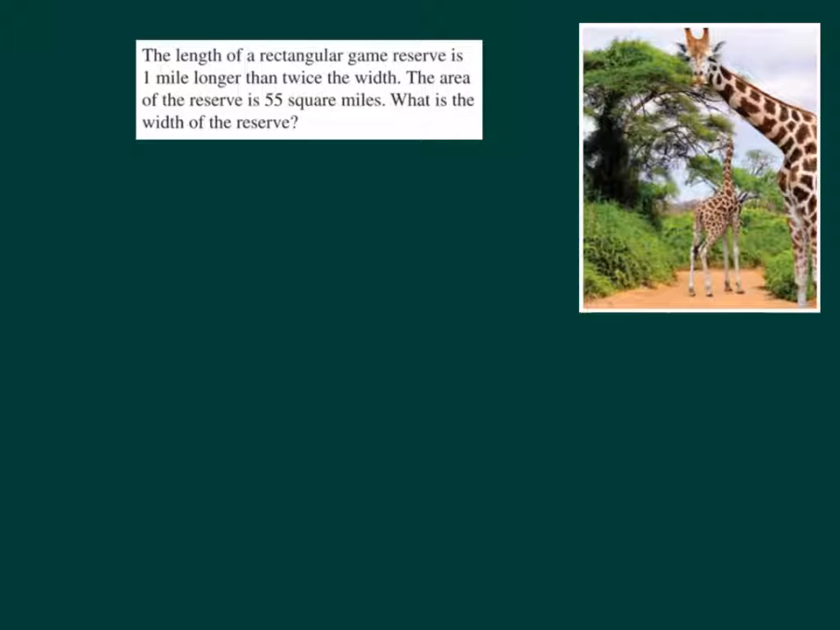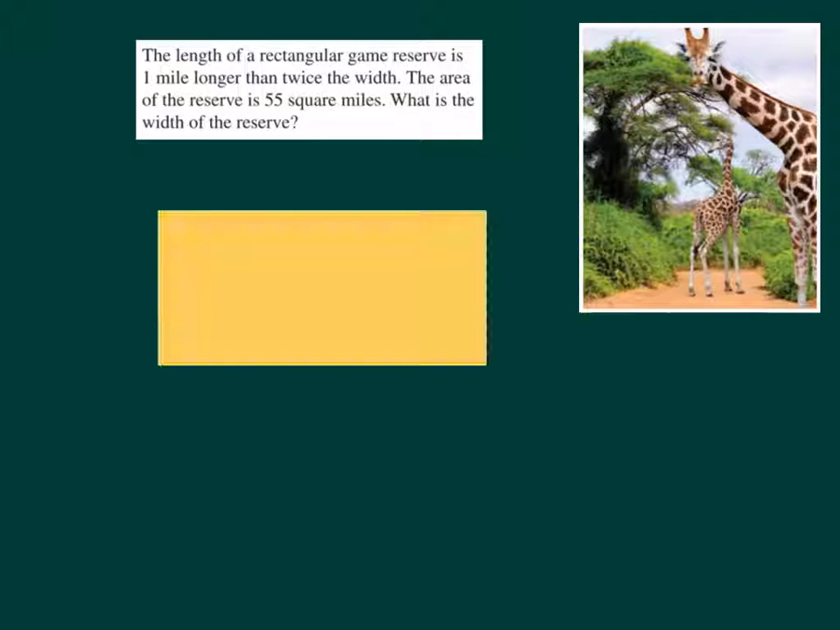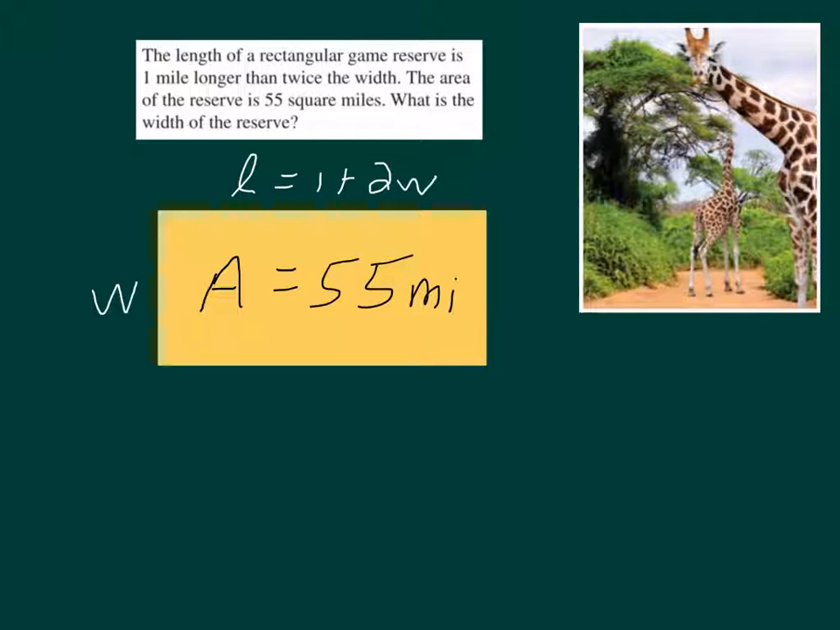Well, to start off, I think we need a picture. Here we have the rectangular reserve, and we can label its width and its length. Now we know that the length is 1 mile longer than twice the width. That means we can replace the L for length with 1 plus 2W. We also know that the area of the entire reserve is 55 square miles.